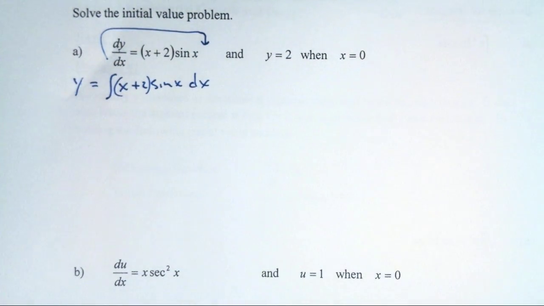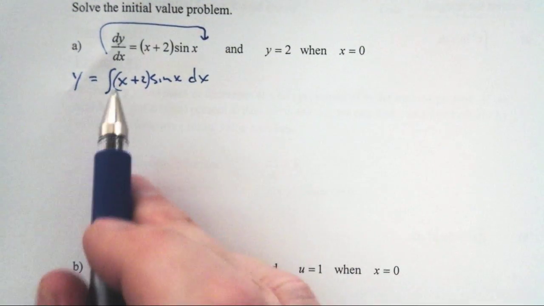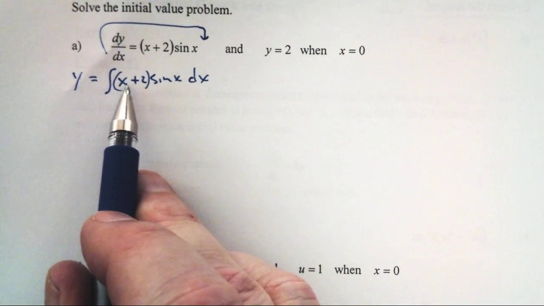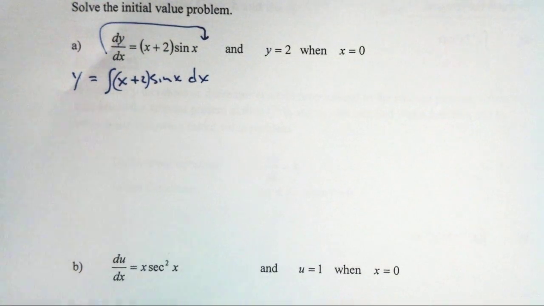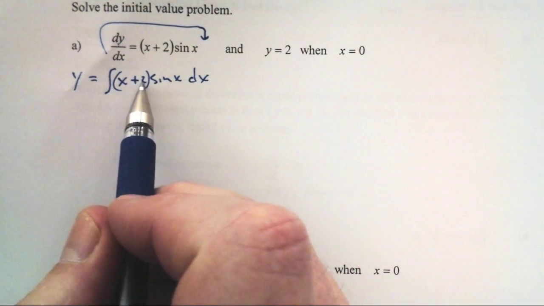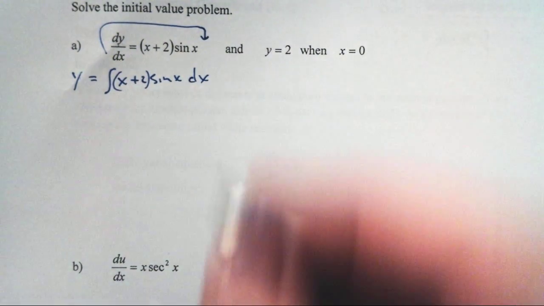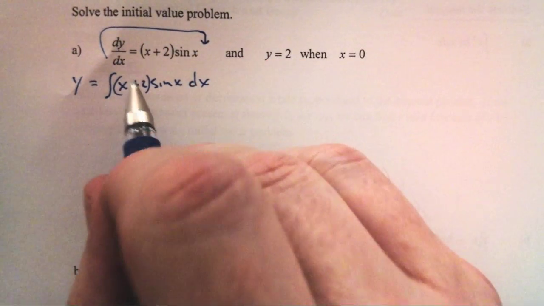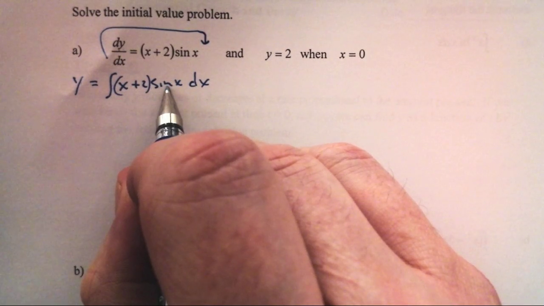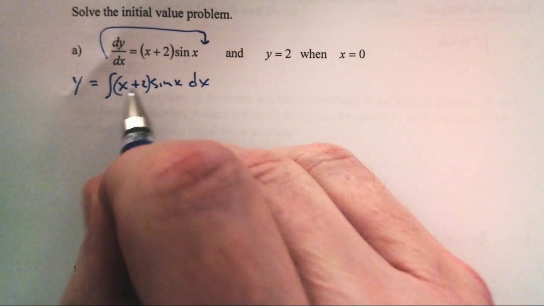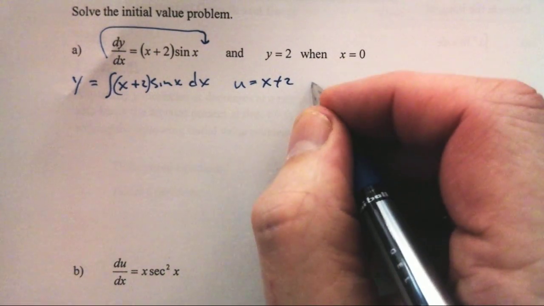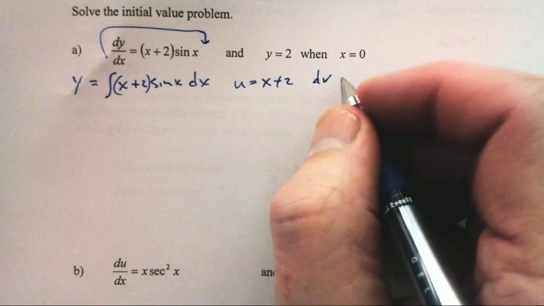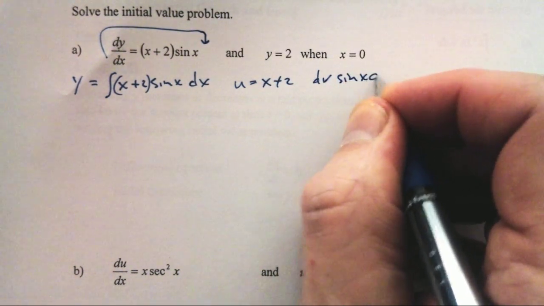Is that a candidate for tab? Well, this would derivate down to 0. This is easily integrable, so we could do this with tab. I'm not going to, because in one step I'm down to a constant, but you could. So since I can easily find the integral of this, I'm going to choose the polynomial for my u value. U is x plus 2. That makes dv the rest of this. That would be sine of x dx.